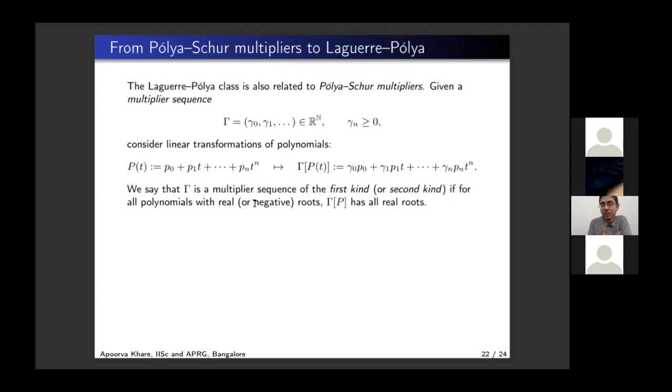So there are fewer restrictions on the space of multiplier sequences of the second kind than on the first kind. So the first kind will give you a smaller class of sequences. The second kind will give you a bigger class of sequences because there are fewer restrictions.